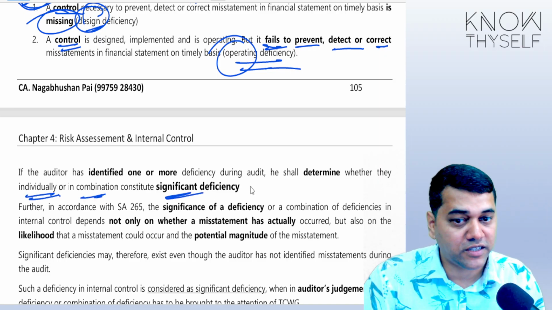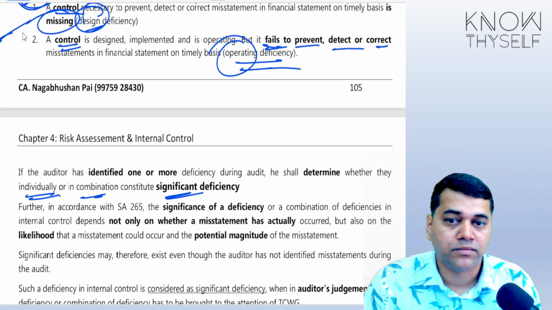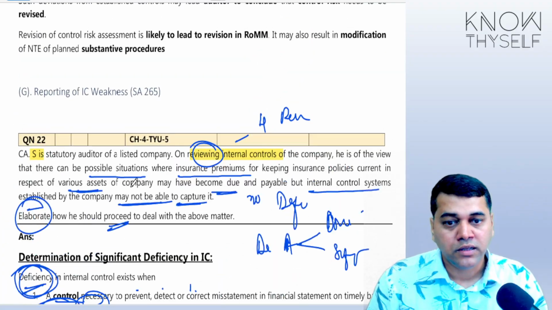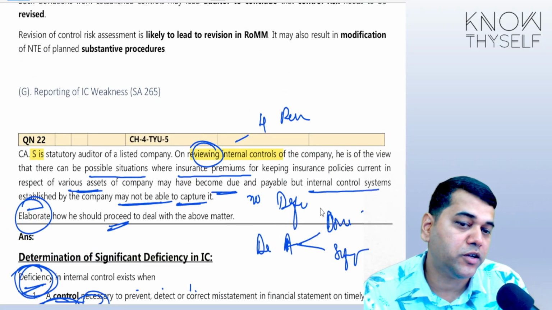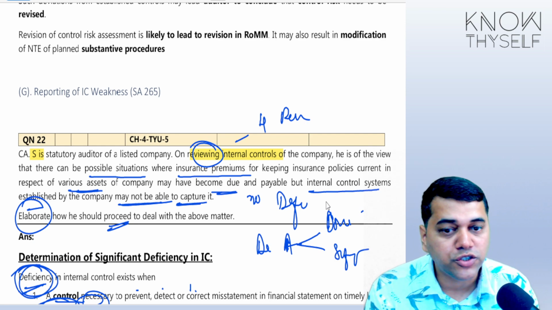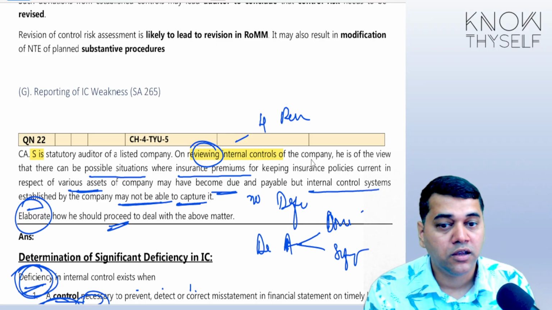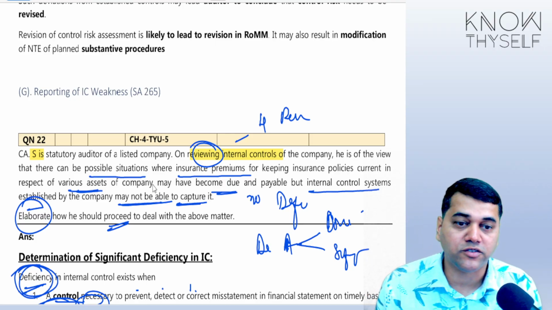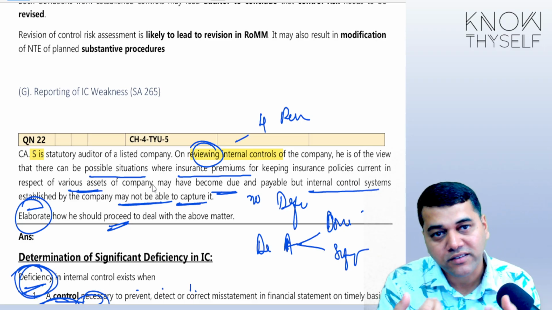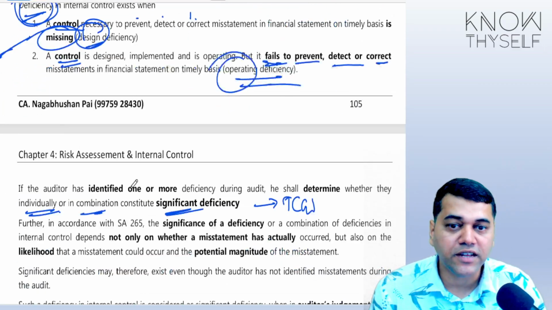Because if it's not significant, you have to communicate this to management. Else you may have to communicate to TCWG. Now you tell me, students, is there a deficiency? Yes, because there is no sufficient internal control to review the overdue insurance. Yes, it is a deficiency, but is it significant? Yes. Why? Because there can be so many assets. Tomorrow, if a fire happens, that means you don't have anything now. All your assets are gone, and you don't have insurance cover. Yes, it is a significant deficiency.